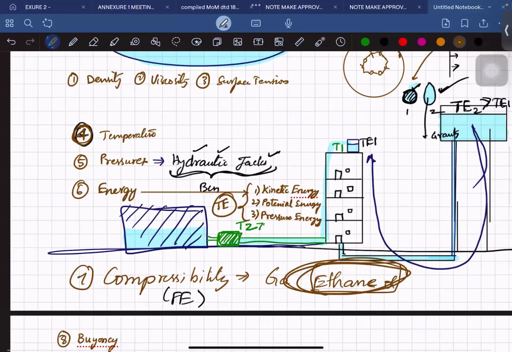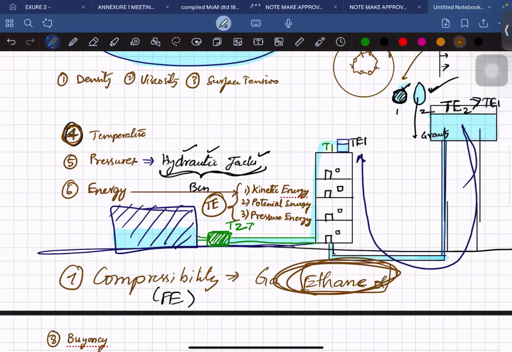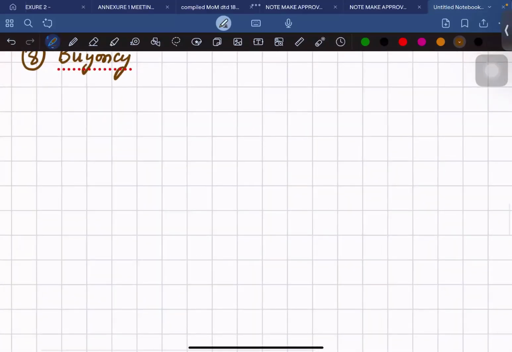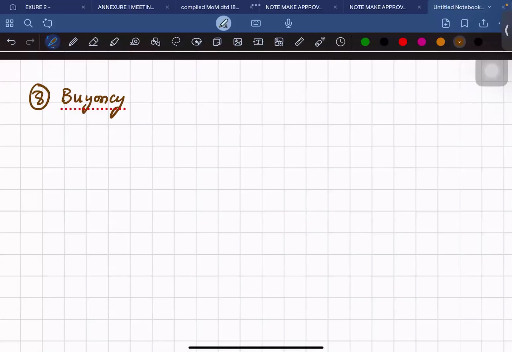Any guess? You're almost near since you're thinking. Vapor pressure. Buoyancy. Okay, this is some other energy parameter. Vapor pressure. Compressibility? No, it doesn't come under compressibility also. Pressure energy. Not even pressure energy. Yeah, it is somewhere related to pressure, but not pressure energy.